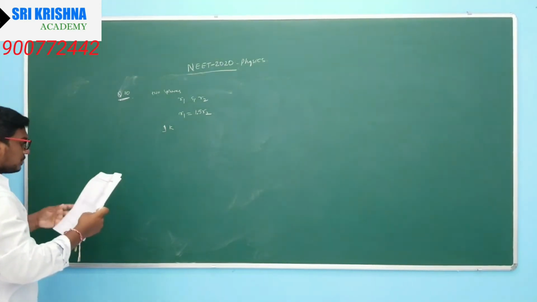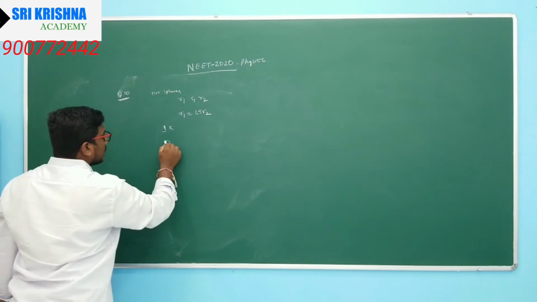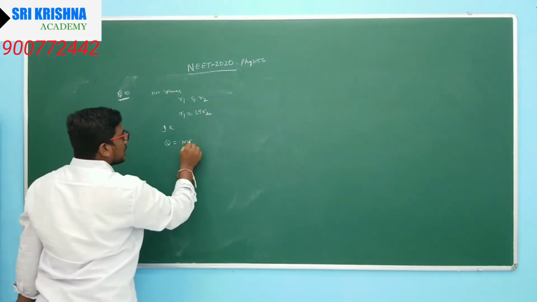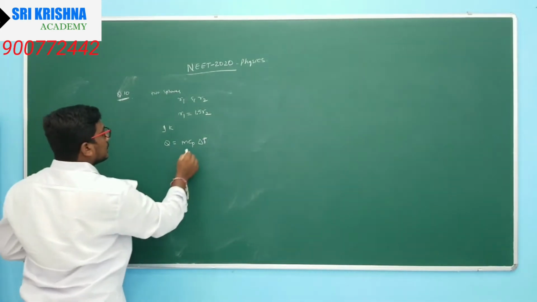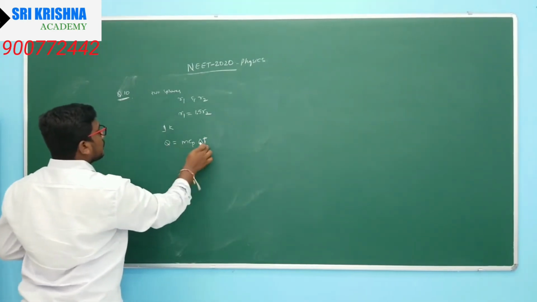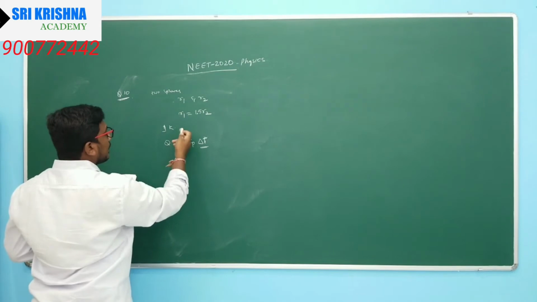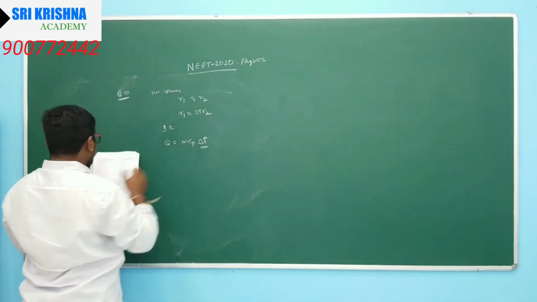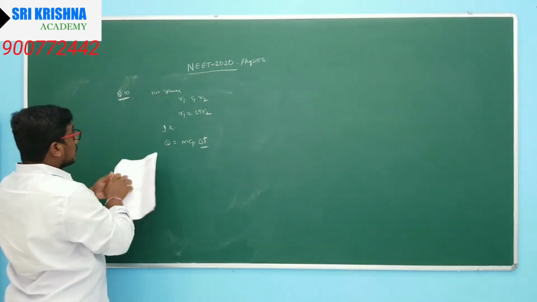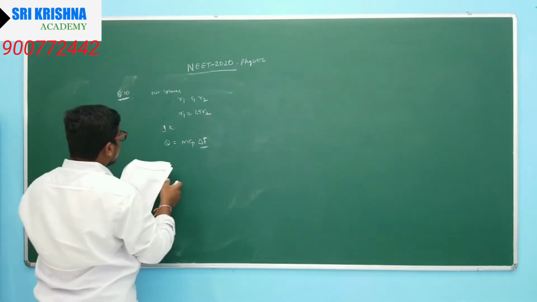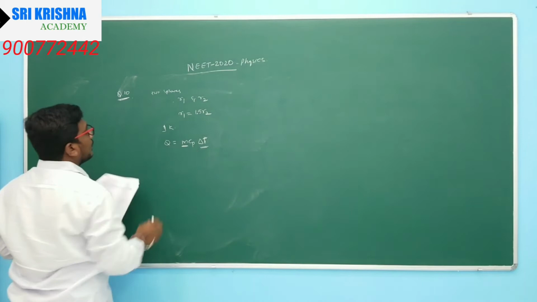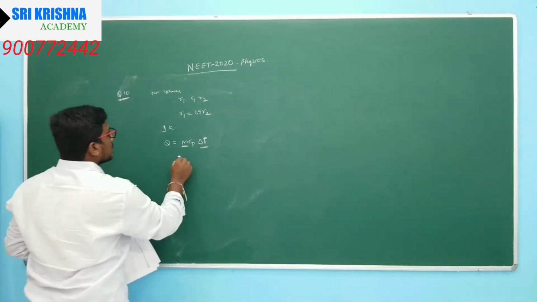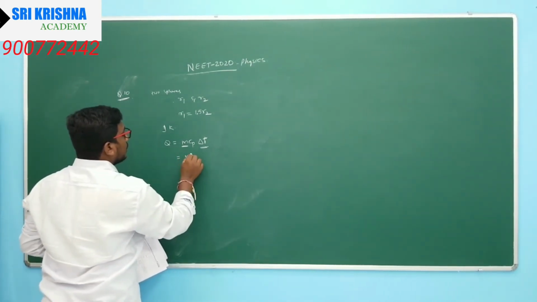What is this ratio? We know that heat required is m Cp delta T, right? Here the delta T is constant for both the spheres, 1 Kelvin, and Cp is the same for both spheres, because they are both copper. So only the variation is the mass. Mass is nothing but volume into density.